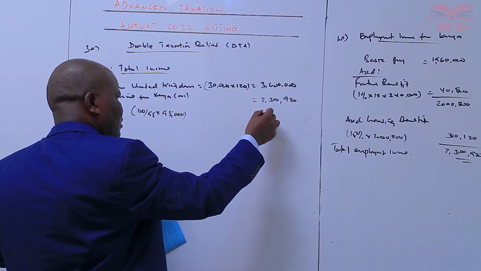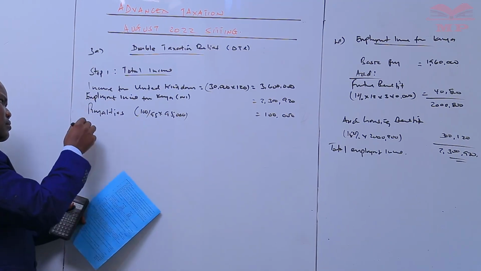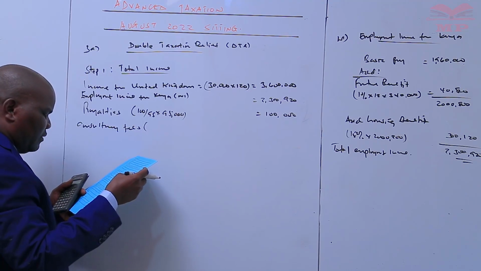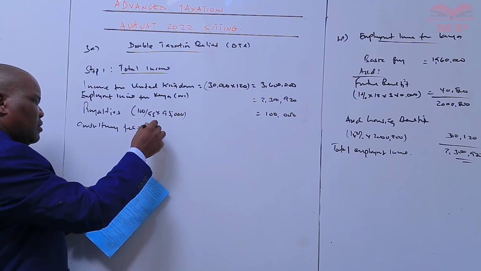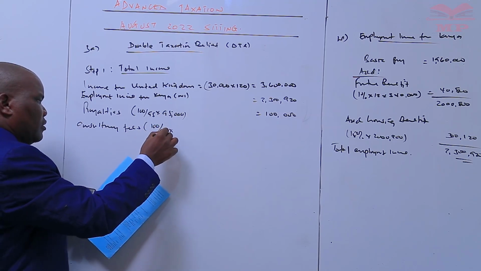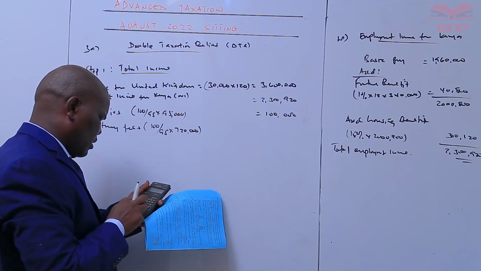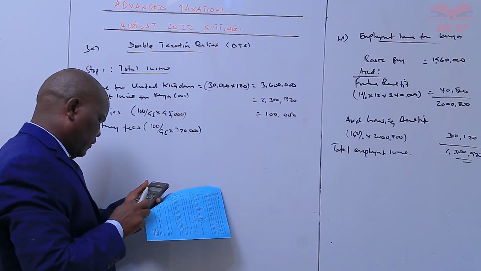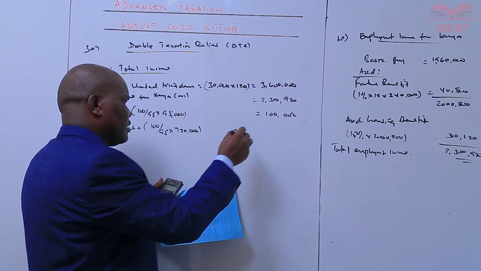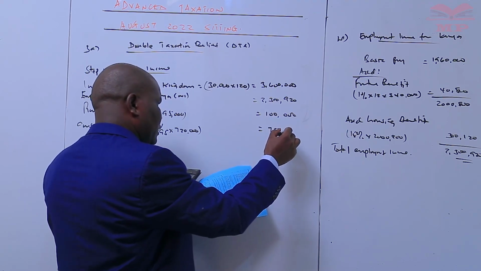That should be 100,000. Then we had consultancy fee. We are told he received consultancy fee of 720,000. We normally receive consultancy fee net of withholding tax of 5%. So we gross that. That will be 100 over 95 times 720,000. I get 757,895.